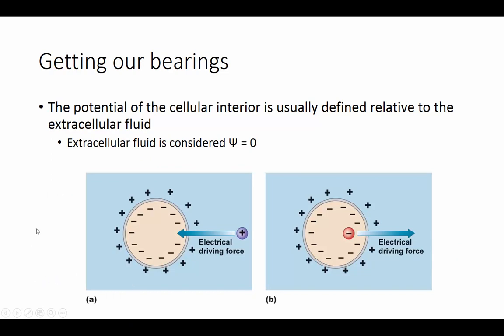So the potential of the cellular interior is usually defined relative to the extracellular fluid. Extracellular fluid is often considered to have an electric potential of 0. So, again, if we have a positively charged particle or ion going from a place that's more positively charged to a place that's more negatively charged, that'll be down the gradient or down the potential, and it'll follow the electrical driving force. Same with a negative particle, it will follow the driving force and go from inside the cell to outside the cell.